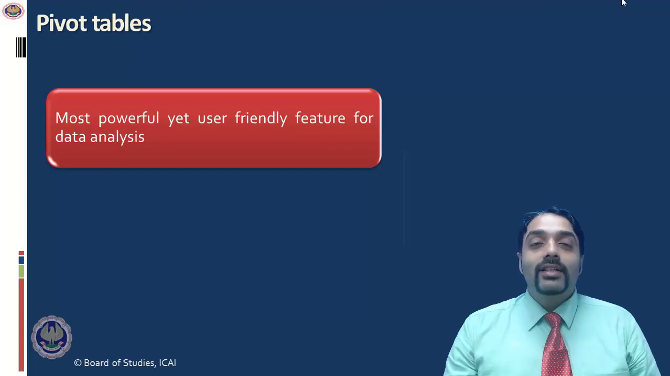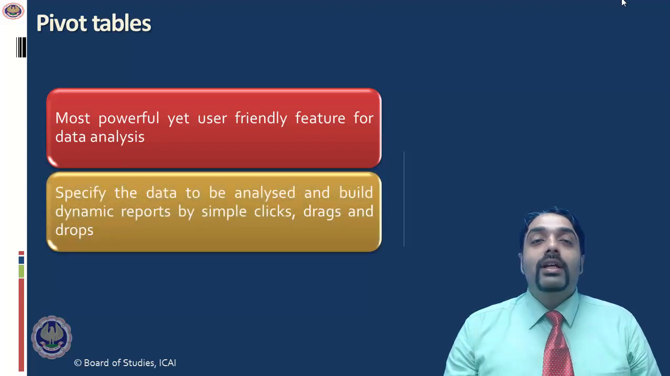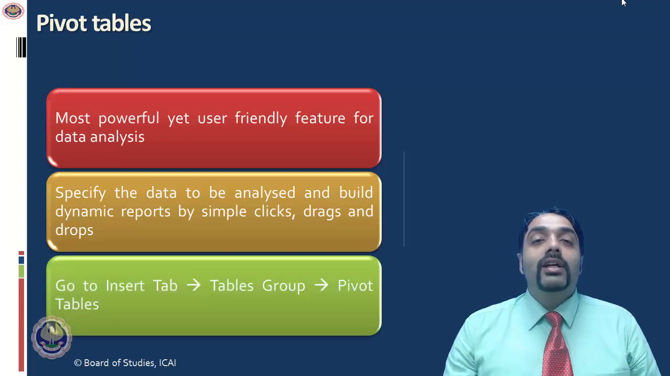And the irony is, even though it is most powerful, yet it is the most user friendly also, which makes it so fascinating. A lot of information can be extracted from data using simple clicks and drags and drops. Just by clicking, we can create highly dynamic, very interactive, powerful reports. To insert pivot tables, we can go to the Insert tab, and within that, in the tables group, we can click on pivot tables. This is a very vast topic.